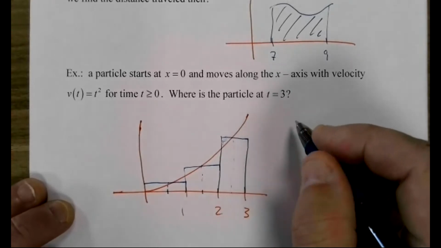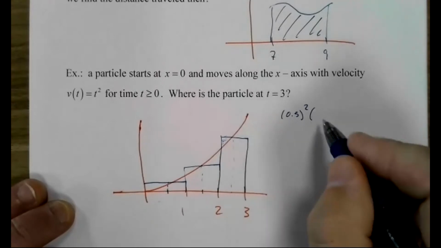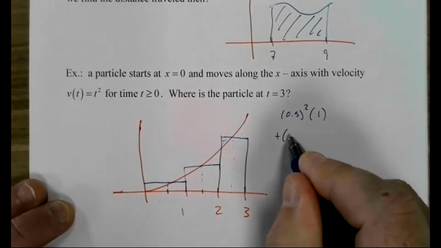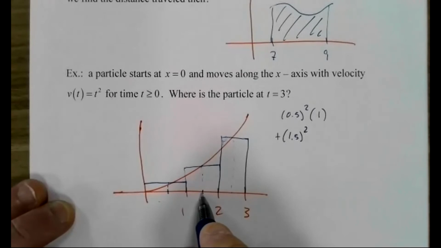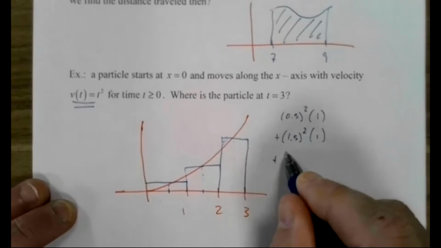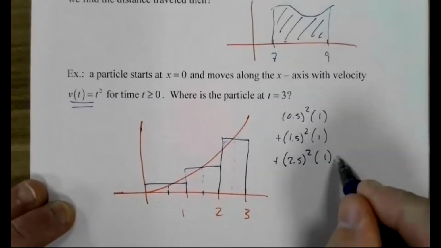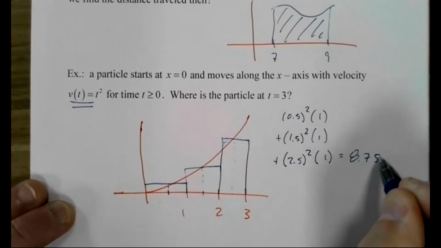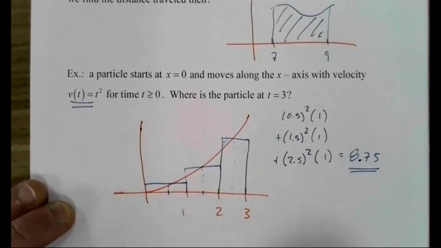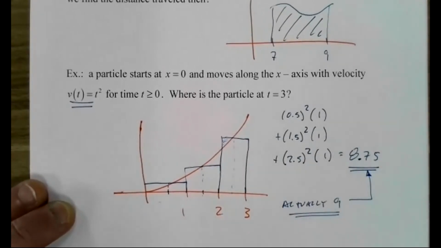So the height is 0.5 squared, and the width of the rectangle there is 1, plus 1.5 squared, because 1.5 squared is the formula, times 1, plus 2.5 squared times 1. It's 8.75. Now I said underestimate. I think I was guessing and I got lucky. No units here. It's actually 9. So we did pretty good with just kind of a ballpark estimate.